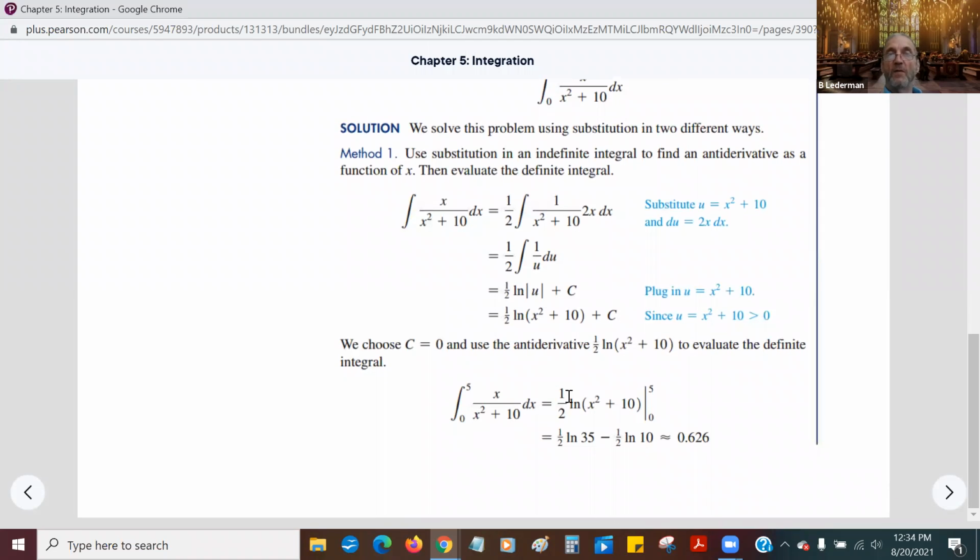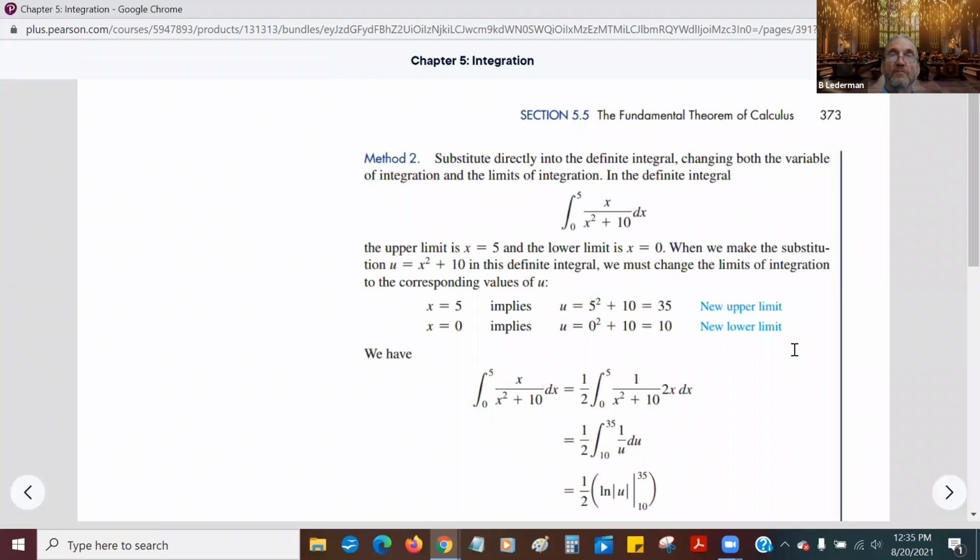So I plugged in 5. Now I'm not plugging 5 into the original function, I'm plugging 5 into the antiderivative. So I plugged 5 into 1 half ln of x squared plus 10, and that gives me ln of 35. And I plugged 0 in, and that gives me ln 10, all times 1 half, of course. And after I crunch it out and subtract, I wound up getting 0.626. And that is absolutely fabulous. And that is how we do that. That's how the professionals do it.